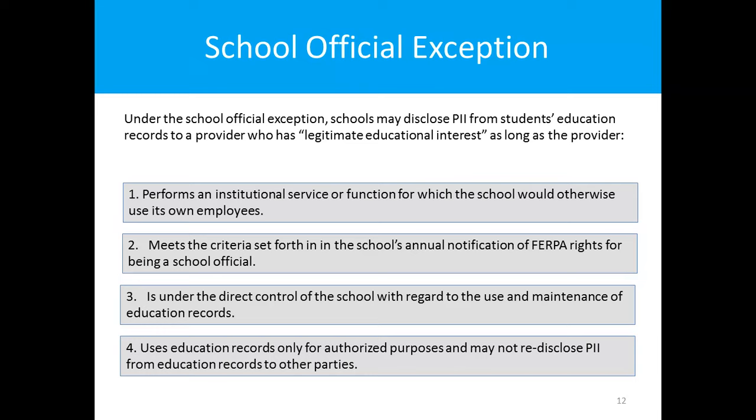Schools may disclose PII from students' education records to a provider as long as the provider, the provider meaning you, performs an institutional service or function for which the school or district would otherwise use its own employees, has been determined to meet the criteria set forth in the school's annual notification of FERPA rights for being a school official with legitimate educational interests, is under the direct control of the school with regard to use and maintenance of education records, and uses education records only for authorized purposes and may not redisclose PII to other parties, unless the provider has specific authorization from the school to do so, or is otherwise permitted by FERPA, such as in the case of an emergency.